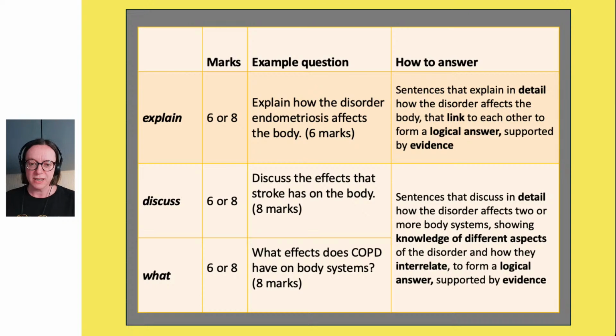Then we've got discuss and what questions, worth 6 or 8 marks. An example is: discuss the effects that stroke has on the body, for 8 marks. And then: what effects does COPD have on body systems? Notice that one is systems, so plural, at least 2, maybe more if you can think of any more effects. To answer those types of questions, you need to write sentences that discuss in detail how the disorder affects 2 or more body systems, showing knowledge of different aspects of the disorder and how they interrelate to form a logical answer supported by evidence.